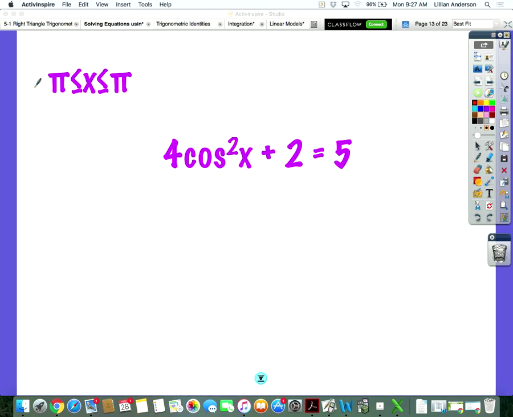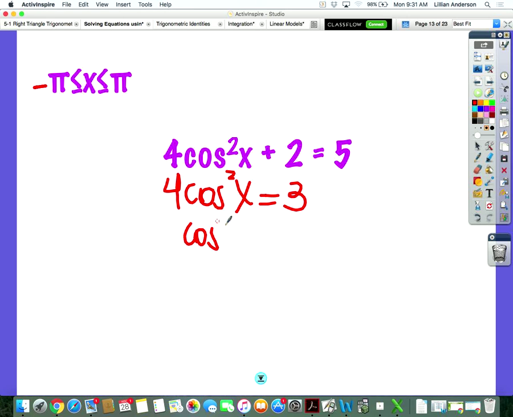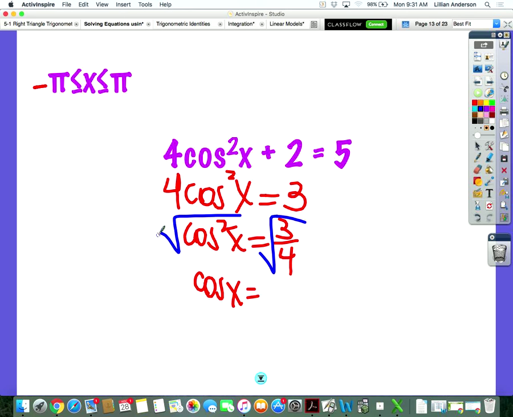Fix this domain here. Negative pi, positive pi. A little bit of math, of course, beforehand. Before we can actually get to the unit circle, you have a 3. You divide by 4, and then you have to take the square root. When you take the square root, you have to remember your plus or minus, okay? And just like that other problem, you're taking the square root of the top and the bottom. So it's going to be the square root of 3 over 2, because 4 is a perfect square. No need to rationalize anything here, because 4 is a perfect square.